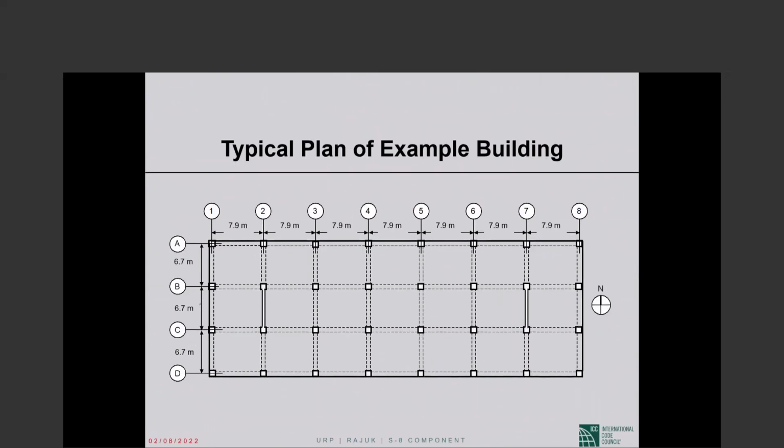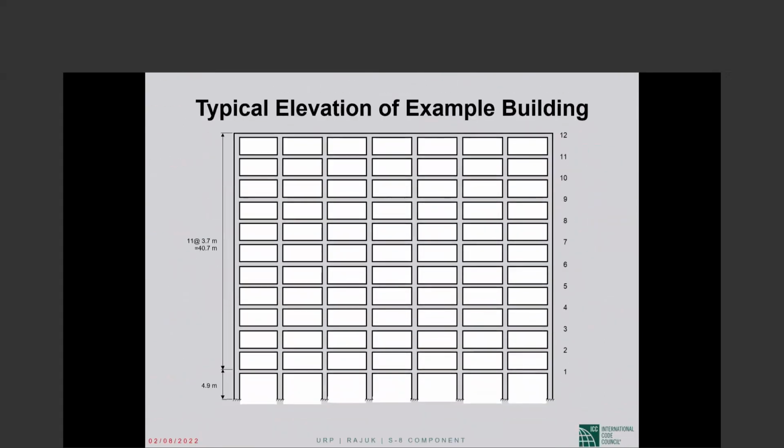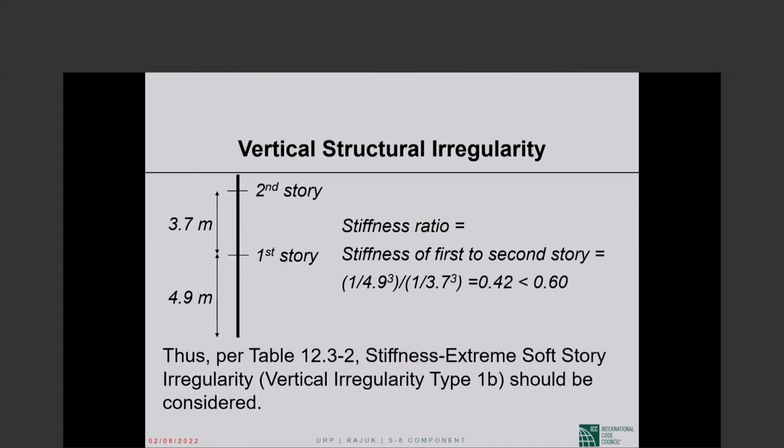What does it mean? This is an example of a pretty regular building, 7.9 meter spans in one direction, 6.7 meter span in the other direction. This is the elevation. The bottom story is 4.9 meters, the others are 3.7. There are 12 stories, 11 at 3.7 and 1 at 4.9. So the bottom story is 4.9 meters, the next story 3.7 meters.